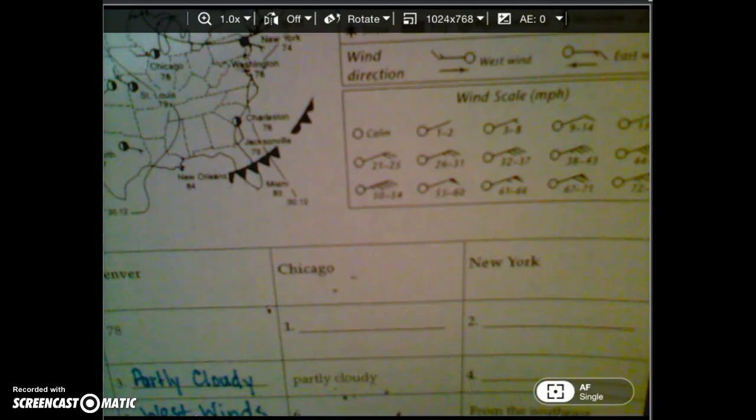All right, I would like for you guys to go ahead and look at Chicago and New York. Hopefully I gave you a good idea what you are looking at.